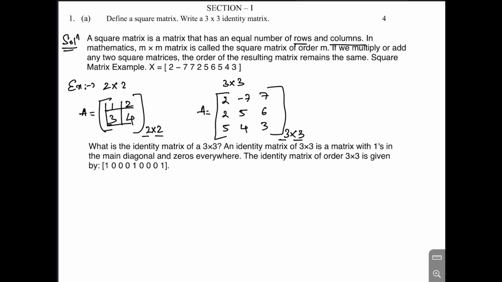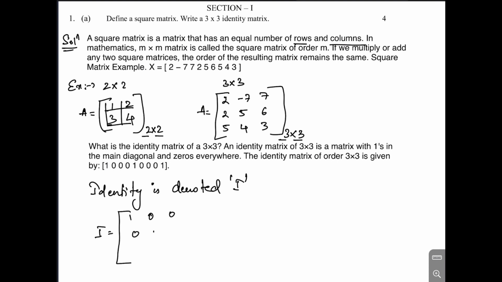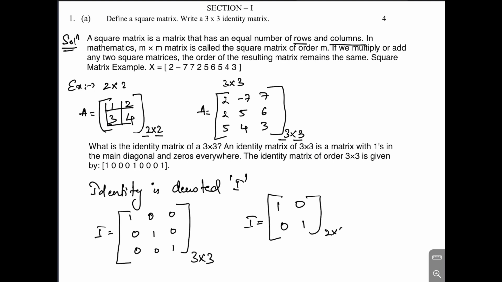normally the identity matrix is denoted by capital letter I, where I equals, for 3 cross 3, 1 0 0, 0 1 0, 0 0 1. This is for 3 cross 3 order. Similarly, I equals 1 0 0 1. This is for 2 cross 2 order.